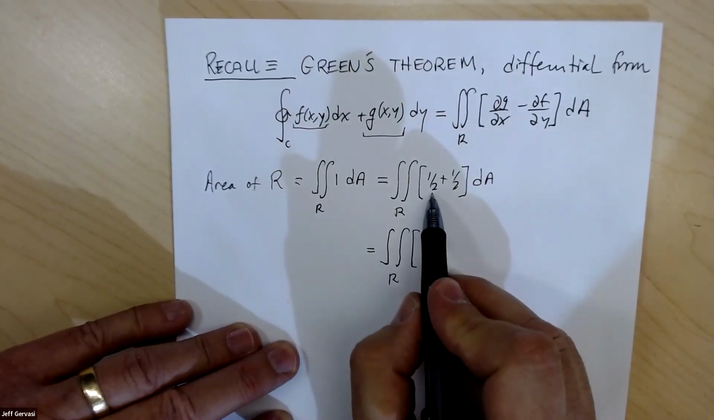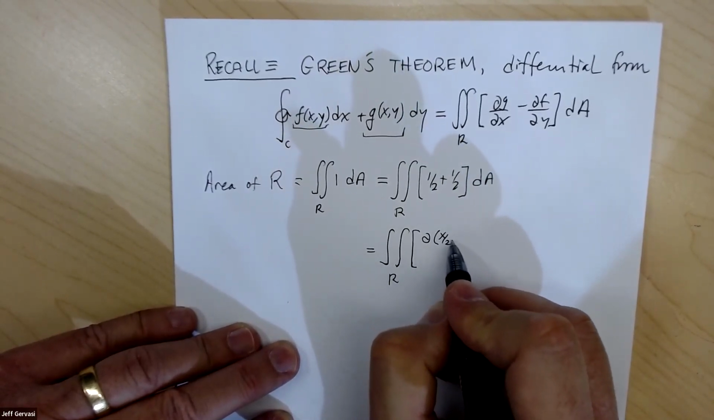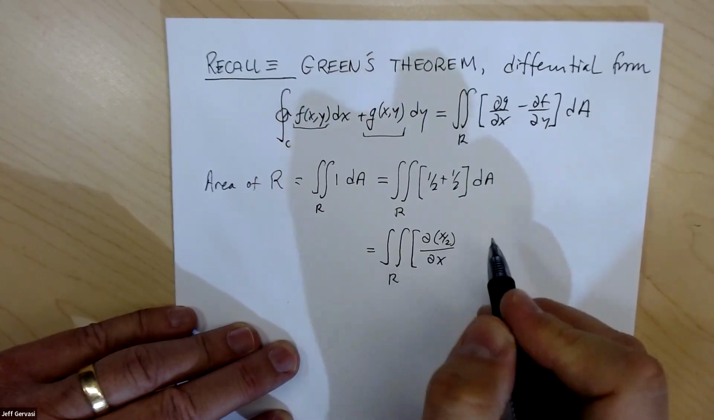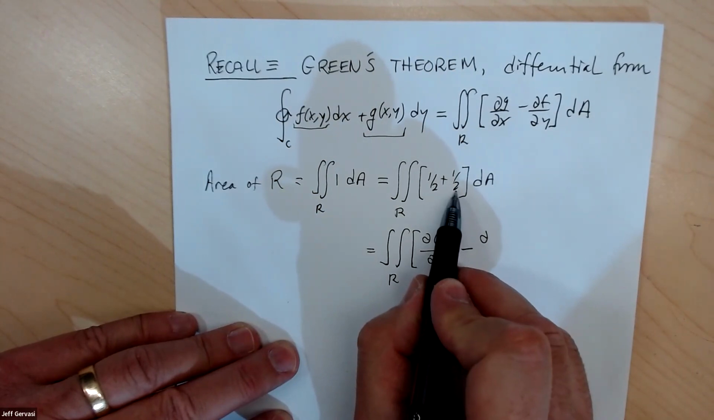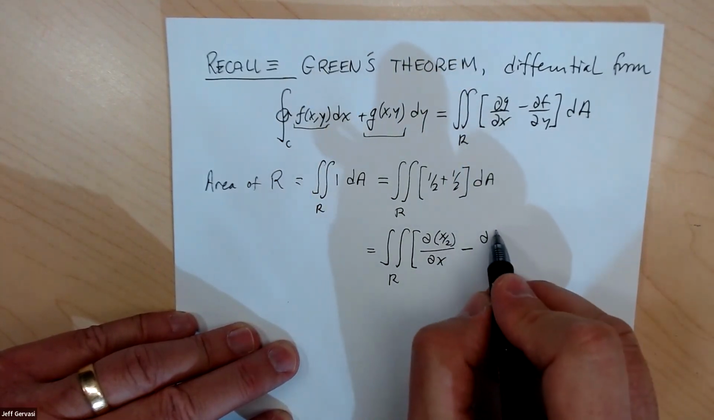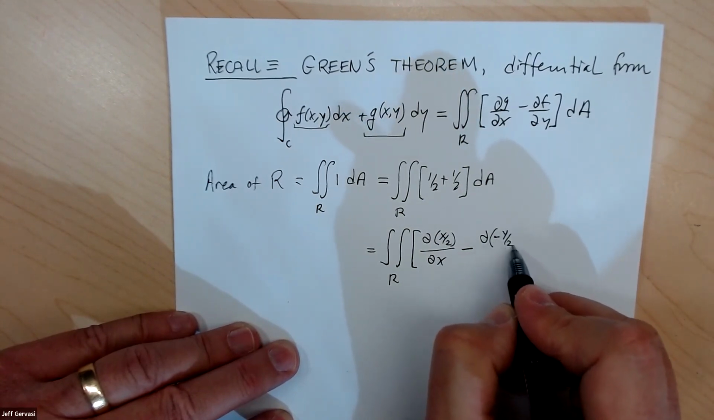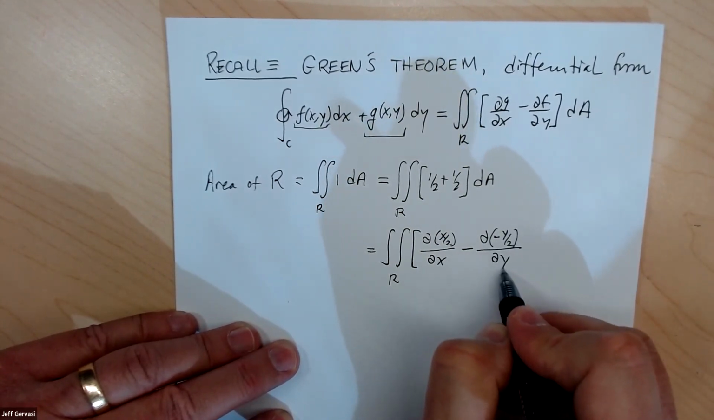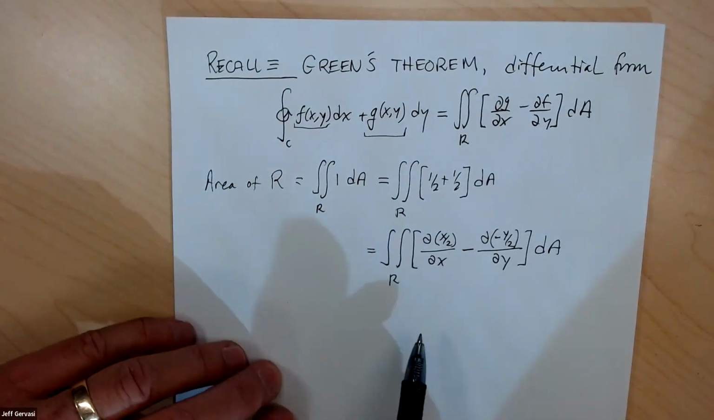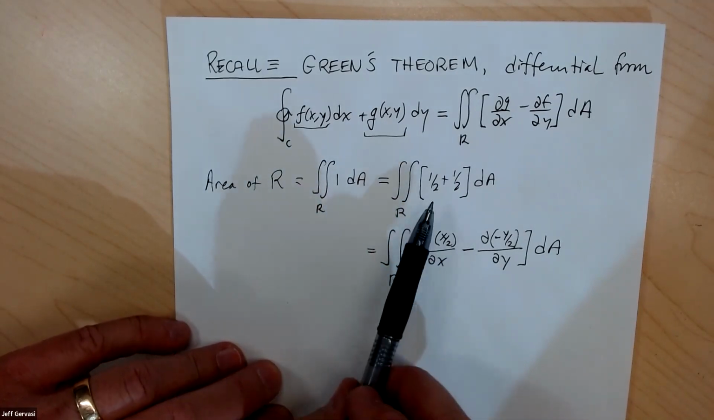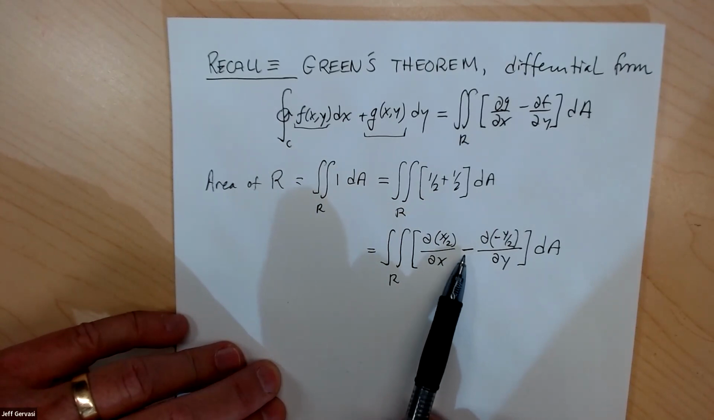Okay, see this 1/2 right here? I'm going to rewrite that as the partial derivative of x over 2 with respect to x. And then minus, and that 1/2 right there, I'm going to rewrite as the partial of negative y over 2 with respect to y. Okay, that makes sense? The derivative of x over 2 with respect to x is 1/2. The derivative of negative y over 2 with respect to y is negative 1/2, and this negative will make it positive.